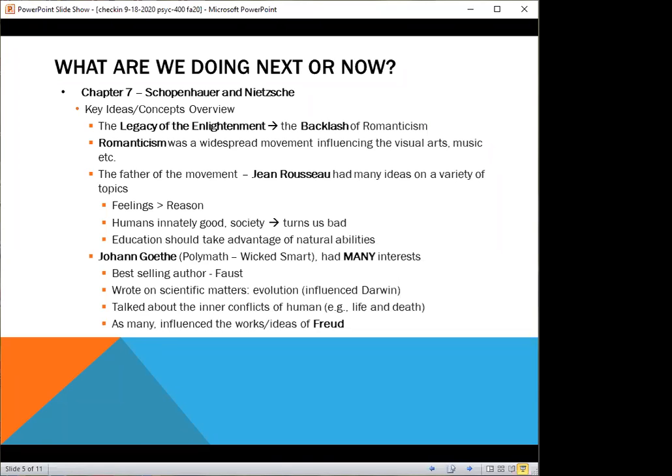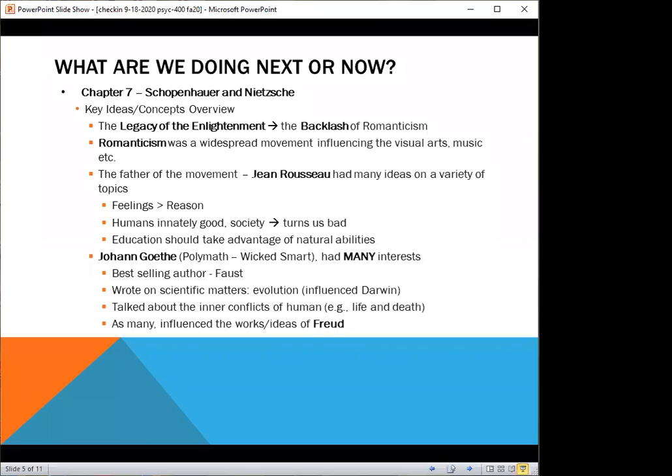Another individual is Johann Goethe, and he was an individual who was particularly, as I state here, wicked smart, considered a polymath. He had many, many interests, and you would have noted in the text as well as the lecture notes that he was sort of a rock star in a sense during this time frame.